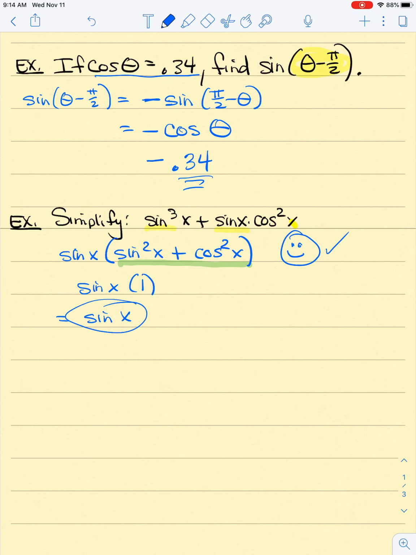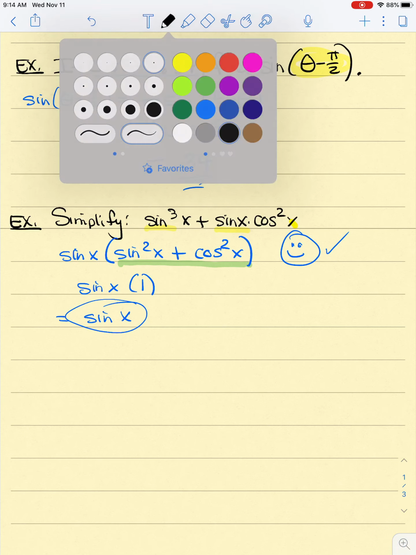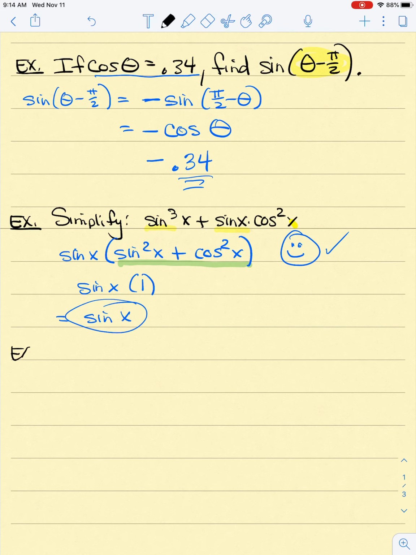Fantastic. And about now you're like, oh, what was that? Let's try this again. Let's try to simplify cosine cubed x plus cosine x sine squared x.